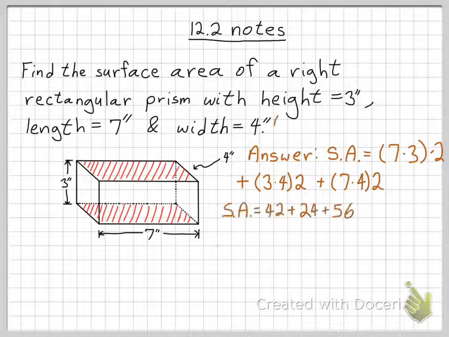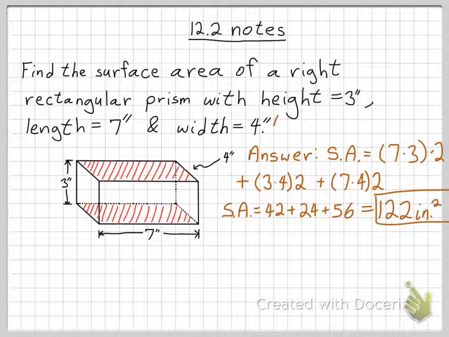And then 7 times 3 times 2 is 42, and 3 times 4 times 2 is 24, and 7 times 4 times 2 is 56. And then adding up, getting the sum, you get that the surface area of this three-dimensional figure, this three-dimensional object, for example a shoebox, is 122 square inches. Okay?